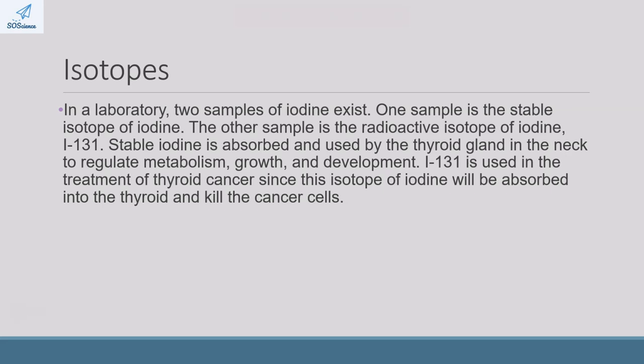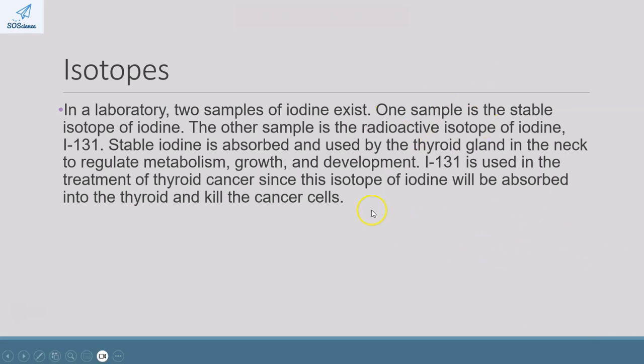Let's try an example together. In a lab, 2 samples of iodine exist. One sample is the stable isotope of iodine. The other sample is the radioactive isotope of iodine, which is I-131. Stable iodine is absorbed and used by the thyroid gland in the neck to regulate metabolism, growth, and development. This is why we have to have iodine in our diet. And because people don't get enough iodine in their diet, in general, salt has been fortified with iodine to actually prevent thyroid problems in the population.